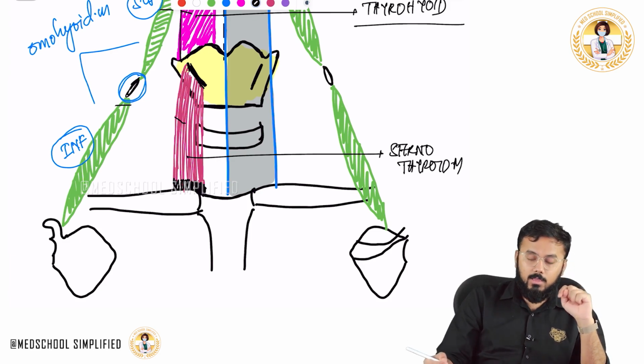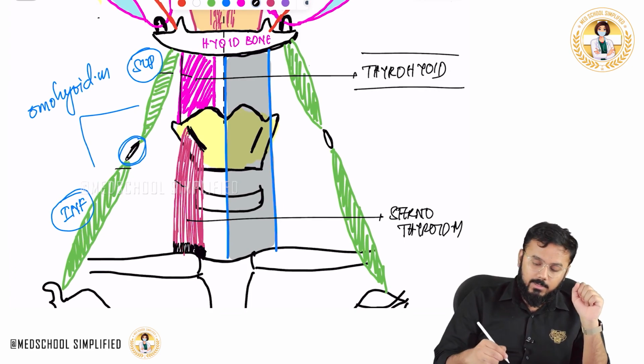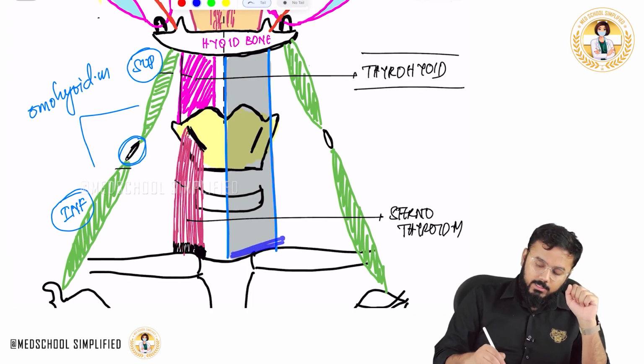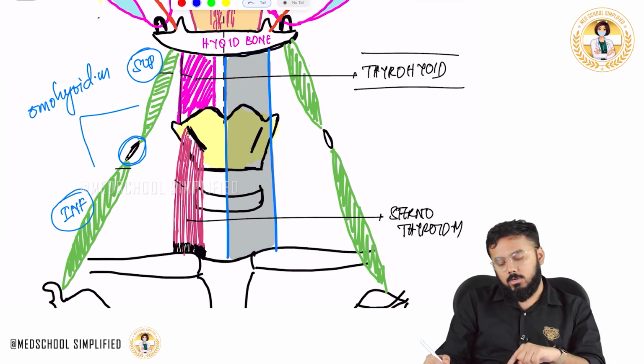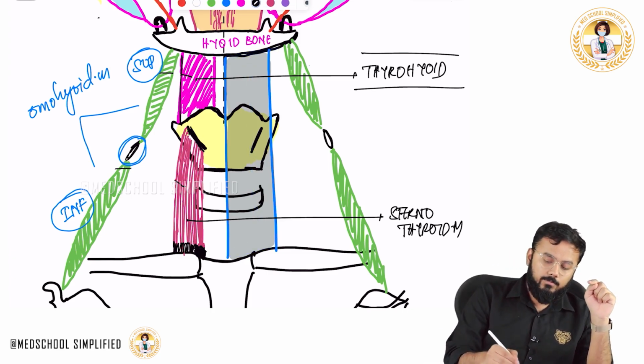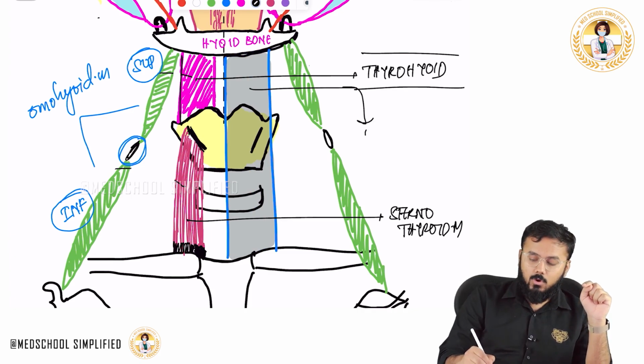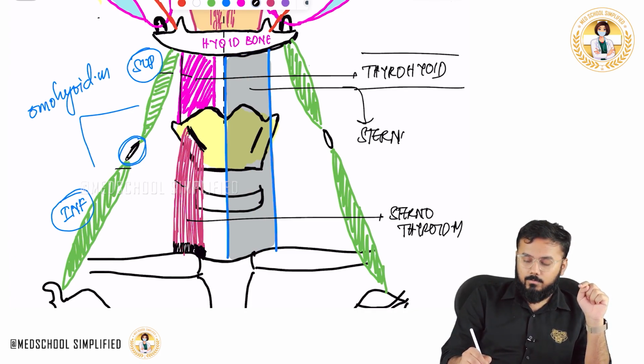Okay, after the sternothyroid, you see another muscle that goes all the way up from the sternum until the hyoid bone. So this is called the sternohyoid muscle.